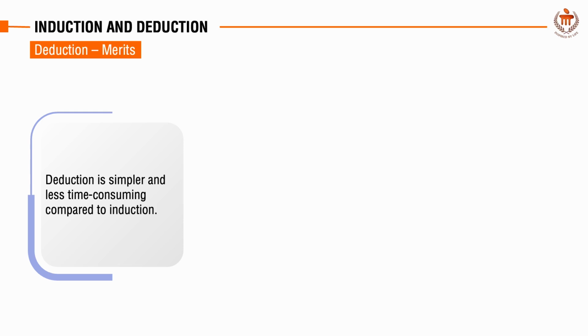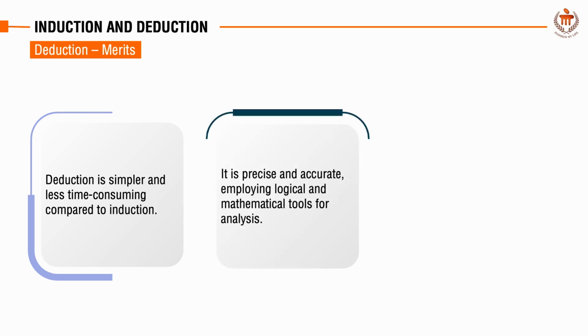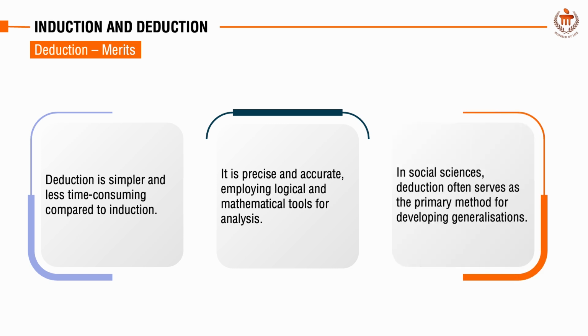Here are the merits of deduction. Deduction is simpler and less time consuming compared to induction. It is precise and accurate, employing logical and mathematical tools for analysis. In social sciences, where experimentation is limited, deduction often serves as the primary method for developing generalizations.